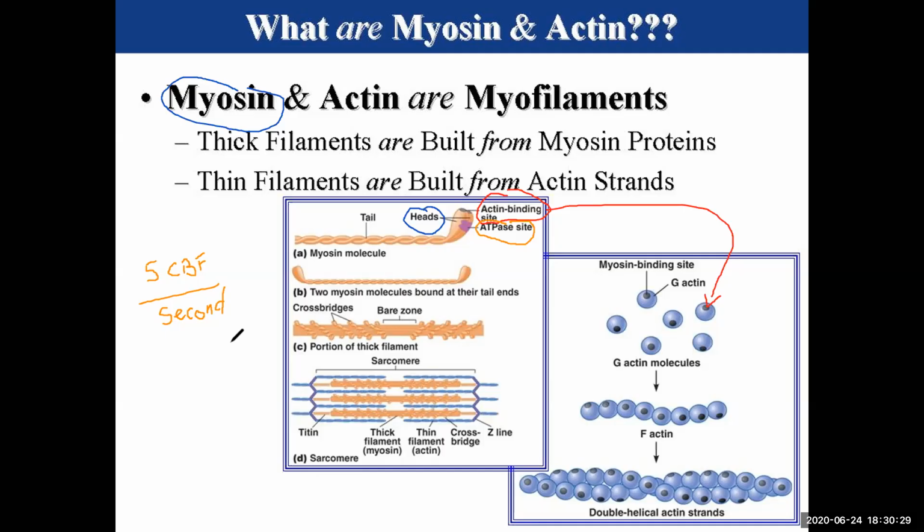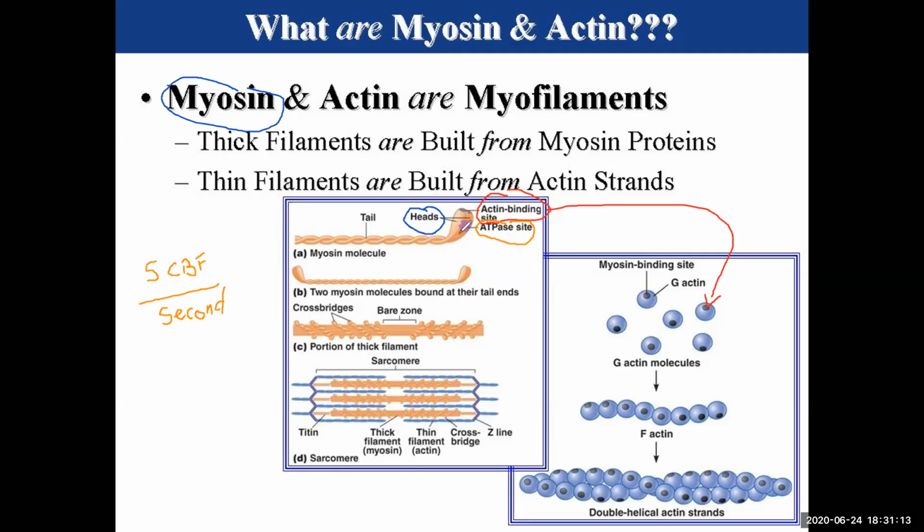So the fastest contraction that we can generate is each myosin here can interact with 5 different actin molecules per second. It grabs one, releases, grabs another one, releases, grabs a third one, releases, grabs a fourth one, releases, grabs a fifth one, releases. Those 5 interactions, 5 cross bridge formations, occur every single second. That's the fastest contraction that we can generate in human skeletal muscle tissue.